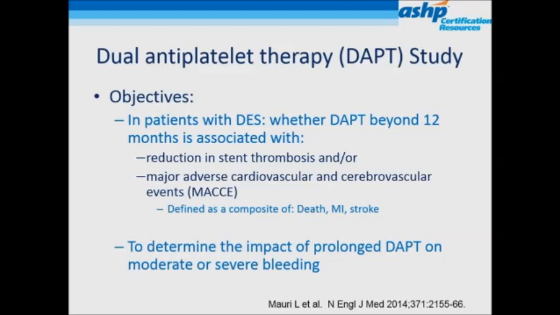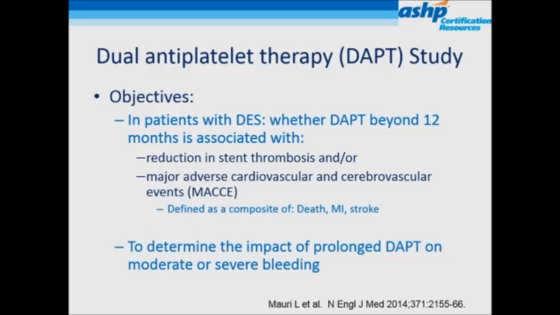Okay, so to try to address the question of what the risks and benefits are of continuing beyond 1 year, that was the DAPT study, which was published in 2014. The main objectives of the DAPT study were basically to see, after 1 year, what are the risks and benefits of continuing dual antiplatelet therapy. What they were looking at was either a reduction in stent thrombosis or a reduction in major adverse cardiovascular or cerebral events, which they called MACCE.